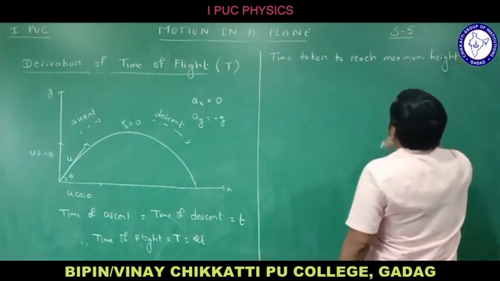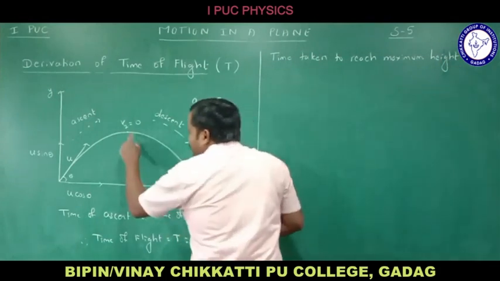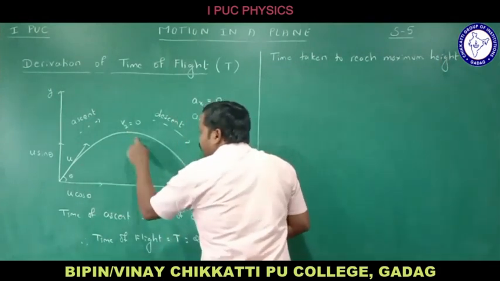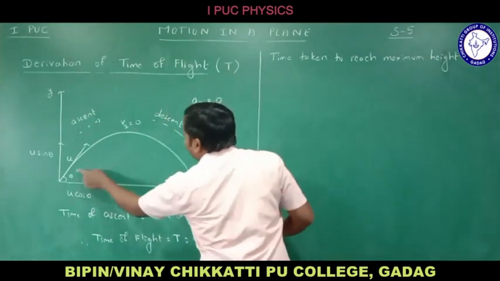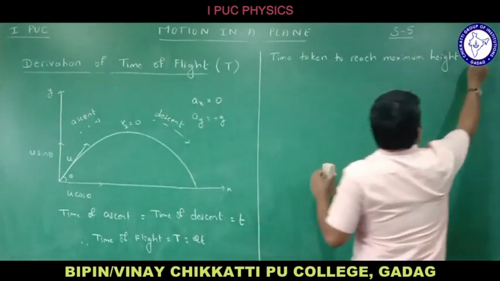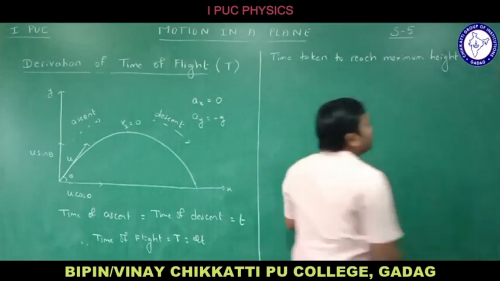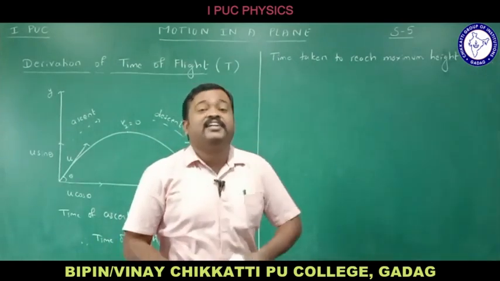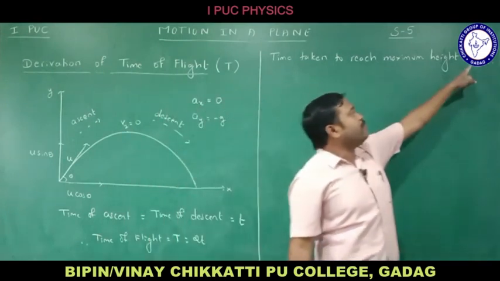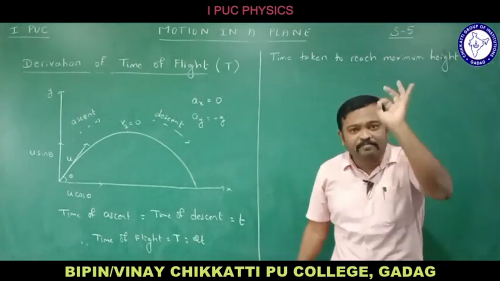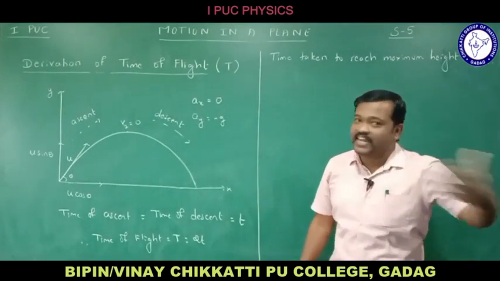Maximum height. What is the time taken to reach maximum height? This is the maximum height. If the total time taken is capital T, what is the time taken to reach up? That is T divided by 2, half of the time of flight. So the time taken to reach maximum height is T by 2.